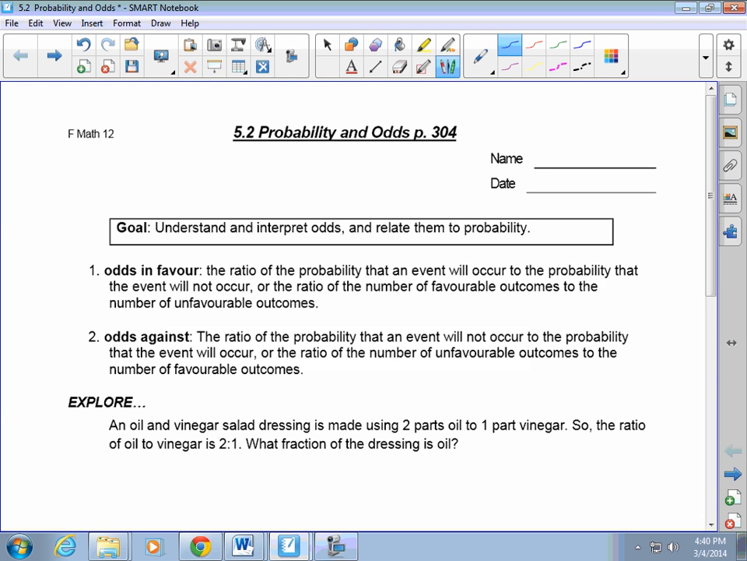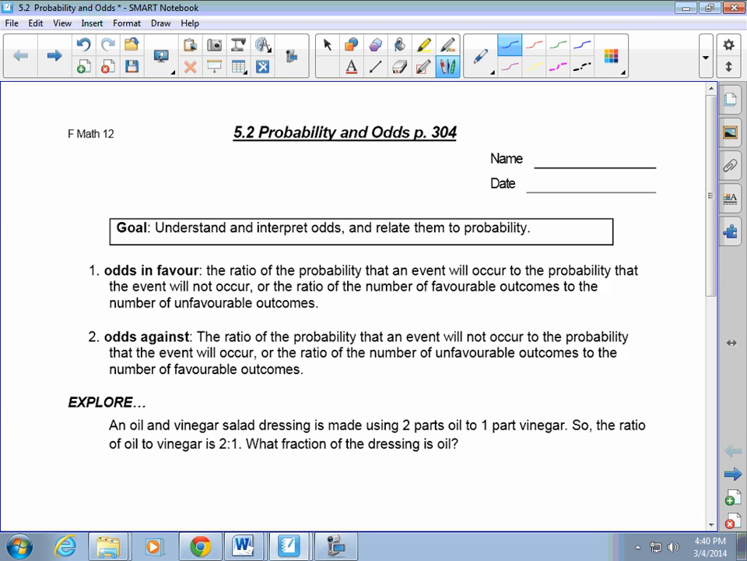5.2 is probability and odds. So what we're doing is interpreting odds and then relating them to probability of something happening or not happening. There are two main things that we look at here. We look at odds in favor and odds against.